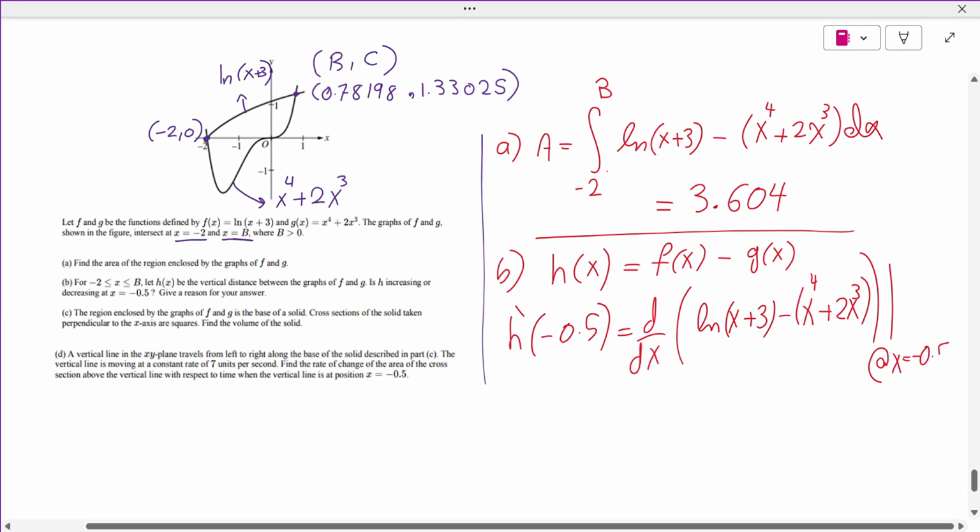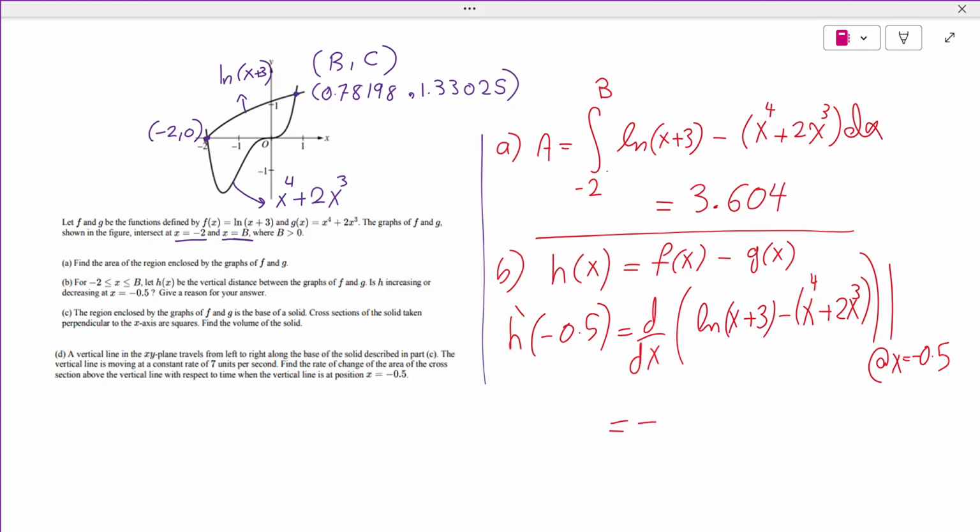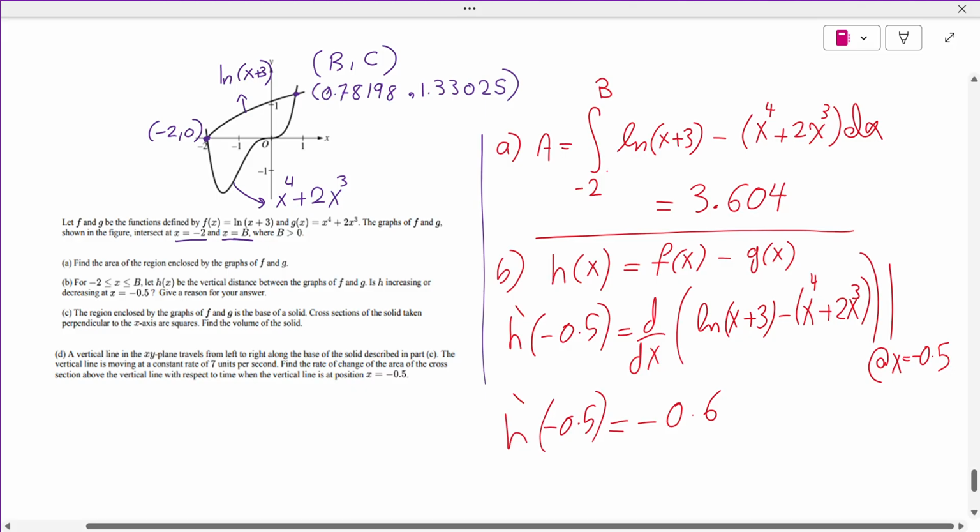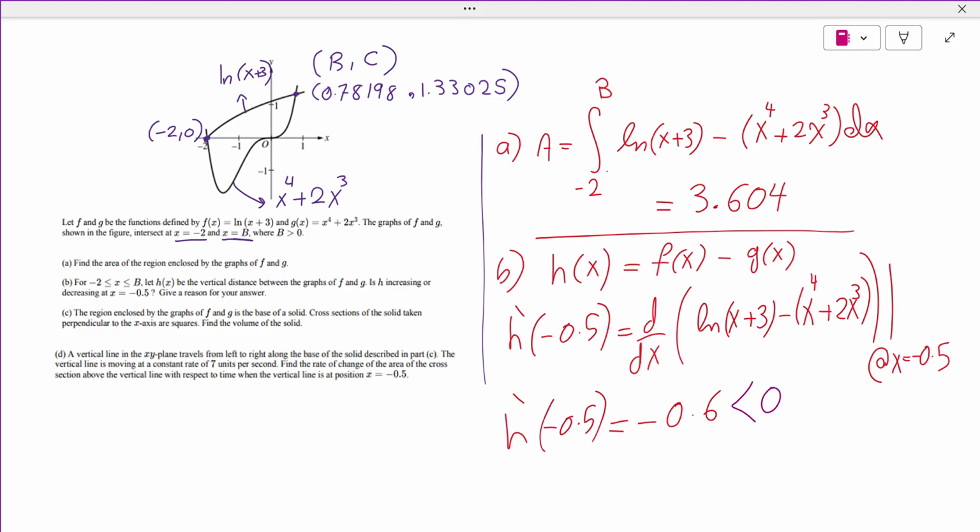Okay, we must get -0.6, and because this is h prime of -0.5, how do we justify now our answer? We will say that this is less than 0, it's negative. That means the answer is this: h is decreasing at x equals -0.5, because it's negative, right?